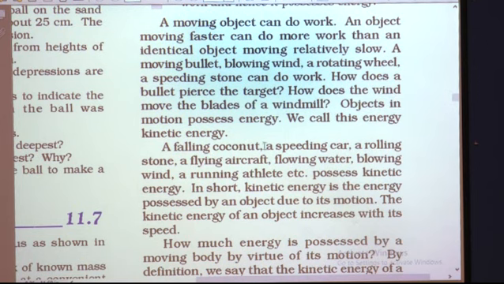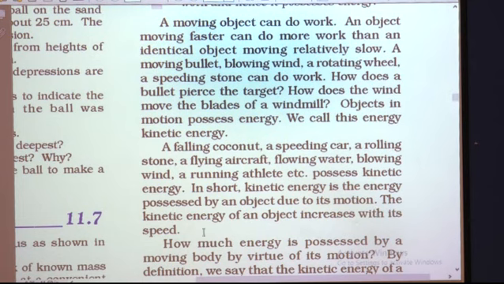A falling coconut, a speeding car, a rolling stone, a flying aircraft, flowing water, blowing wind, a running athlete, etc. If you compare all these examples, in all of them there is motion, and that is why they all possess kinetic energy. In short, kinetic energy is the energy possessed by an object due to its motion. So, if the question is asked to define kinetic energy, what are you supposed to write? Kinetic energy is the energy possessed by an object due to its motion.